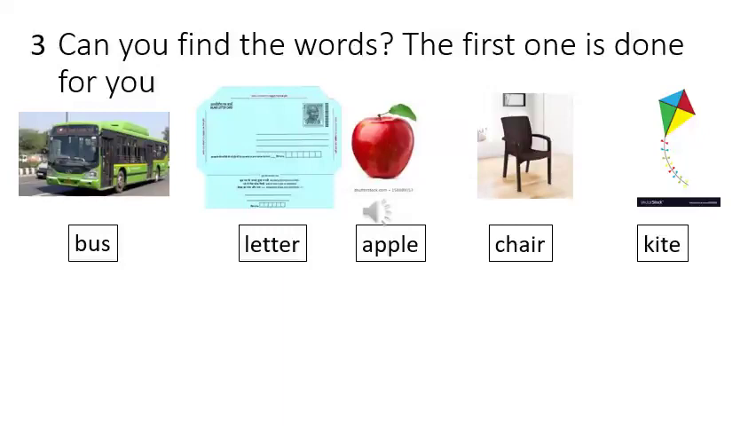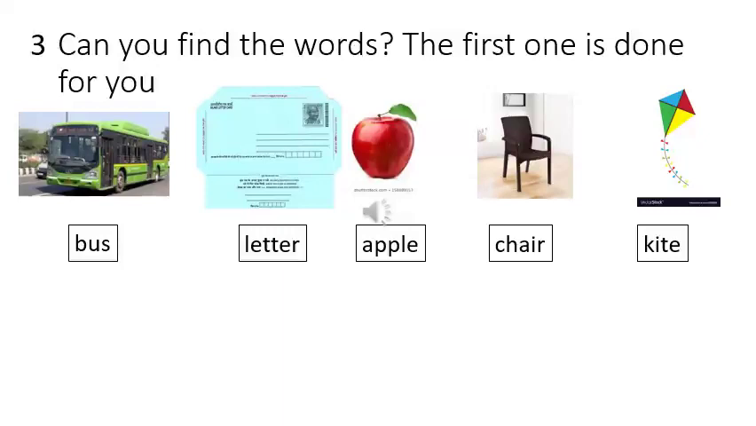The fourth picture is chair. And the fifth one is kite. So, with the help of the pictures, by identifying the pictures, you have got 5 words. Which are the 5 words? Bus, letter, apple, chair, kite.